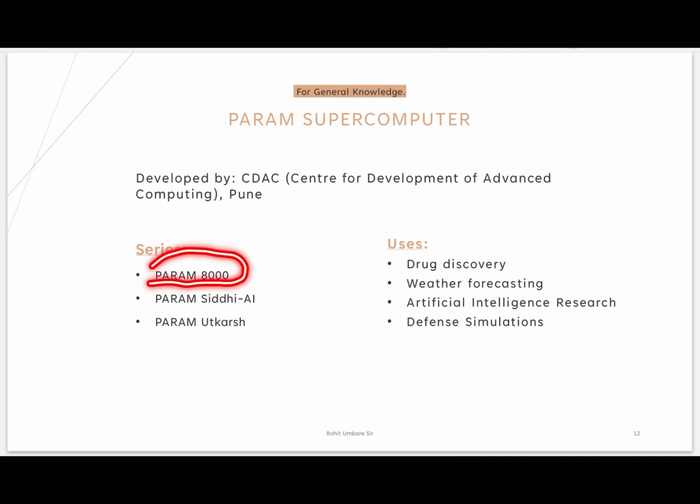First was Param 8000. This was the first computer. After that, the next series was Param Siddhi AI. And now the latest one is Param Utkarsh, the latest series of Param computers. Who uses this Param computer in India? Drug discovery, meaning medicine. Medicines are also called drugs. Then our Indian weather forecasting, artificial intelligence research, right? And defense simulation. Simulation means what? For example, what will happen, and how we will deal with it, like that. That is called simulation, defense simulation.